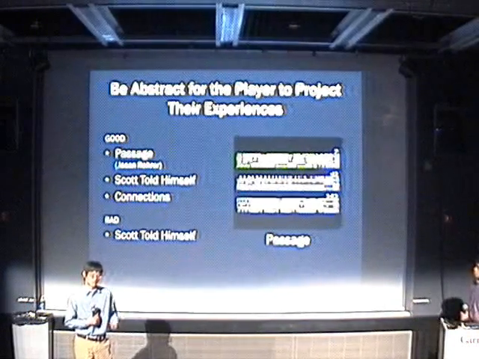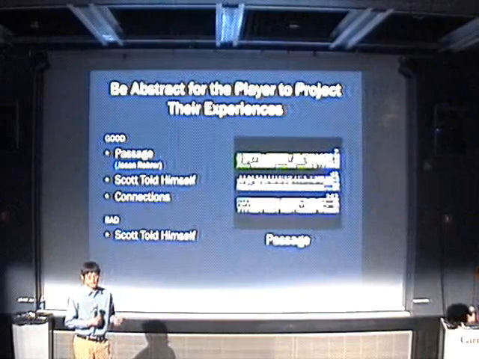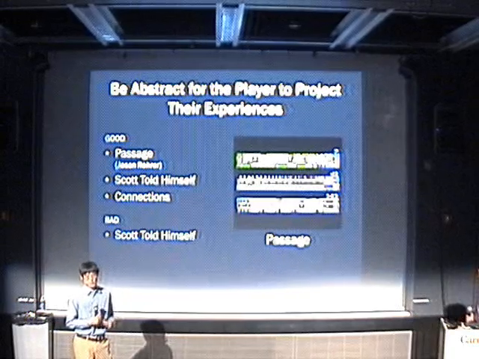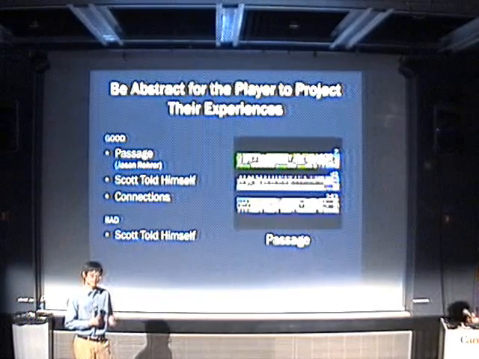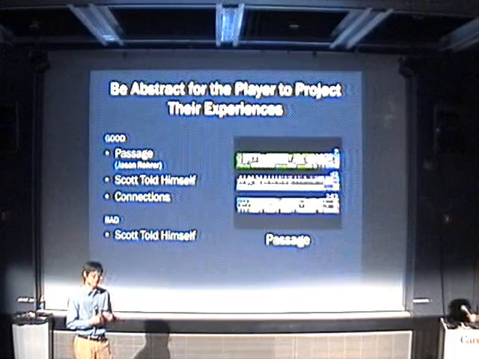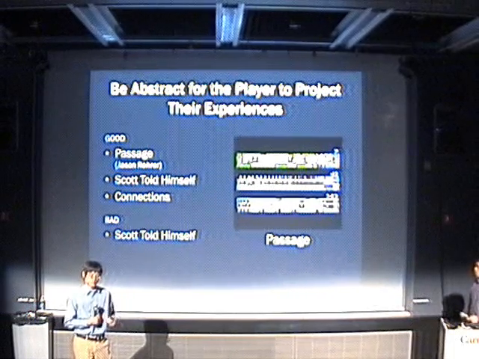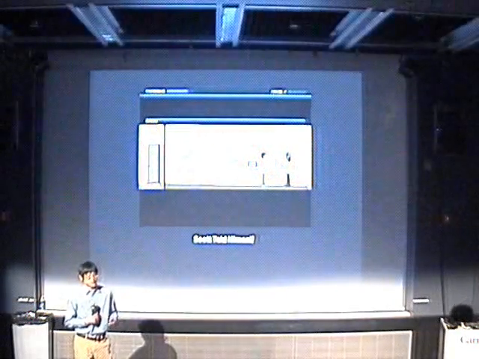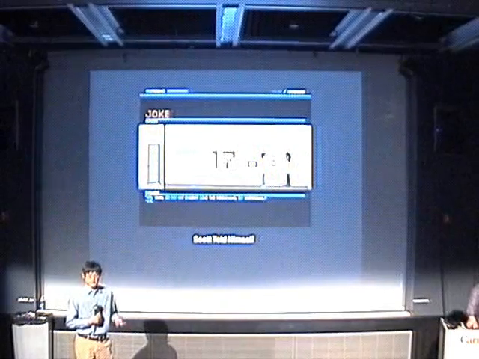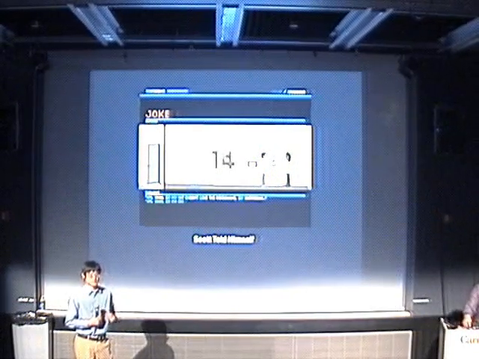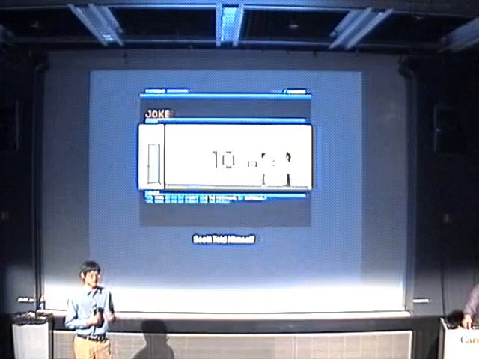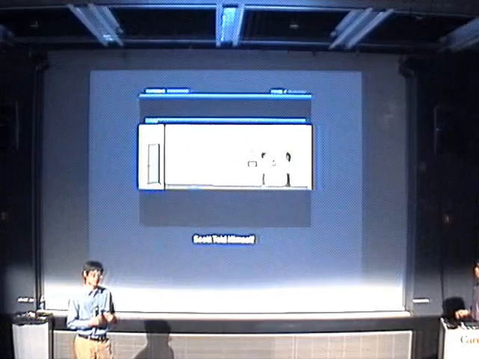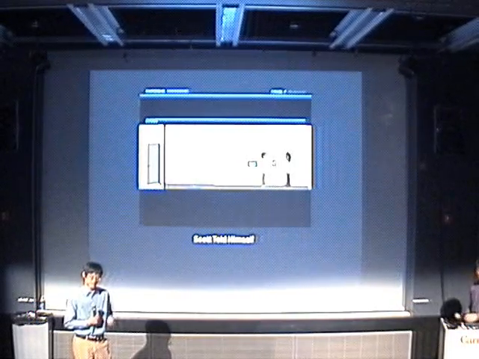So in order to do this from a developer's point of view, we have to be abstract enough for the player to project their own experiences. So in a game by Jason Rohrer, Passage, you play as a man sort of walking through life. And in this space, you eventually grow old and die. And the system there is abstract enough for the player to sort of project their own life experiences into the game. A similar game, Scott Told Himself, a game we developed, you sort of play as Scott in these everyday situations, and the player can sort of project themselves easily in these kinds of everyday situations. However, because the game is about a young man sort of getting his confidence up to talk to a girl, it could alienate some players.